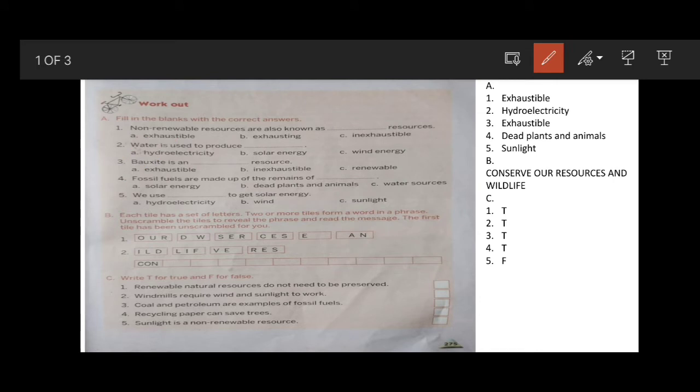Next, question number 4. Fossil fuels are made up of the remains of dash. Solar energy, dead plants and animals, water resources. The answer is option B, dead plants and animals. Fossil fuels are made up of the remains of dead plants and animals under the earth or under the seabed.